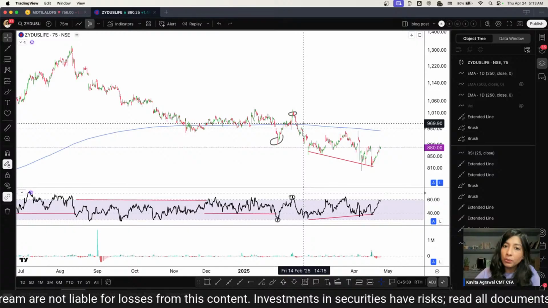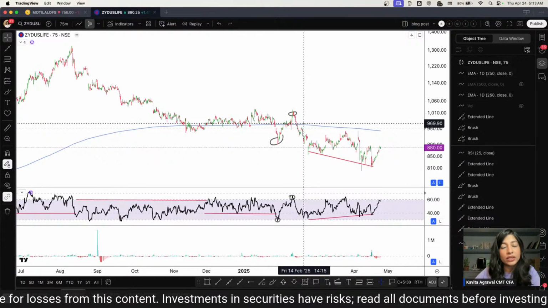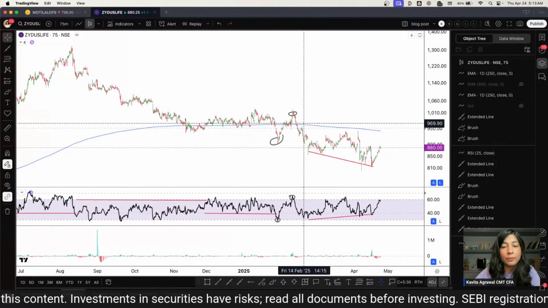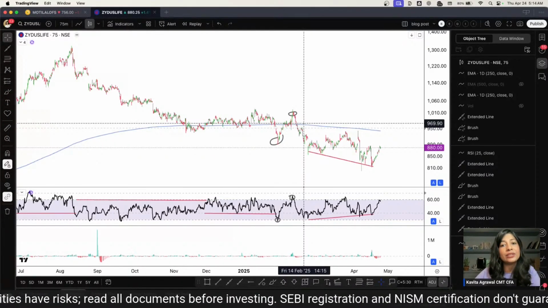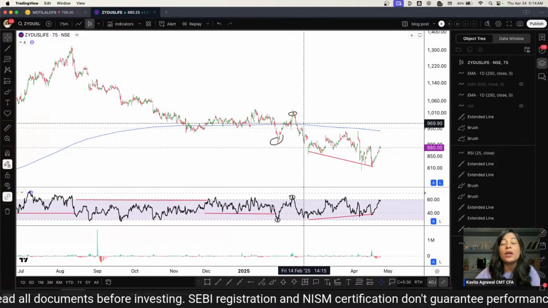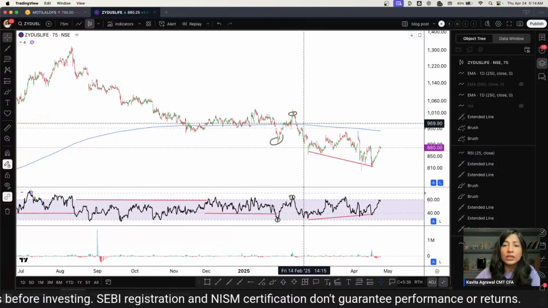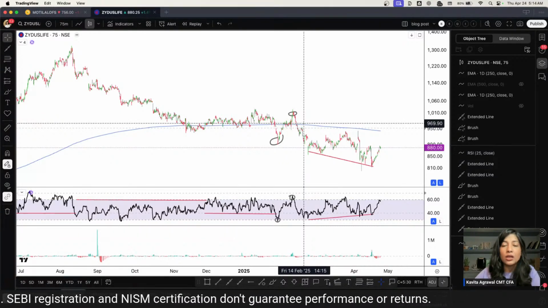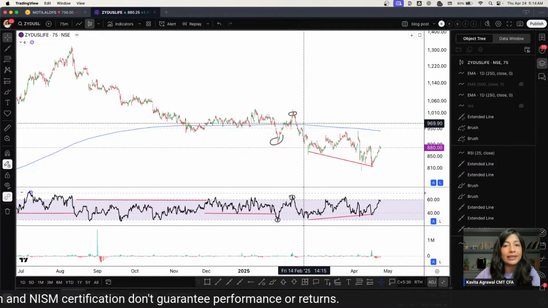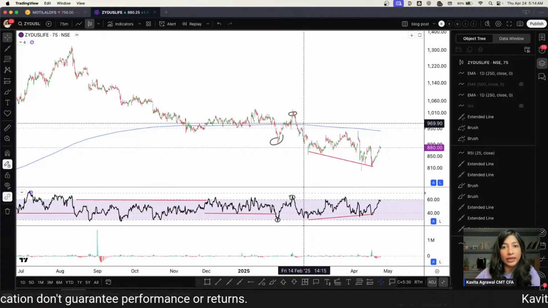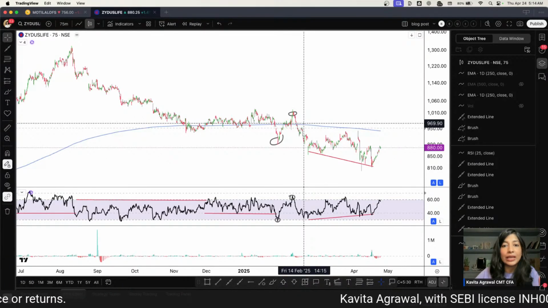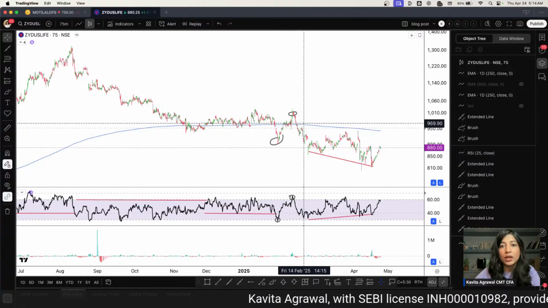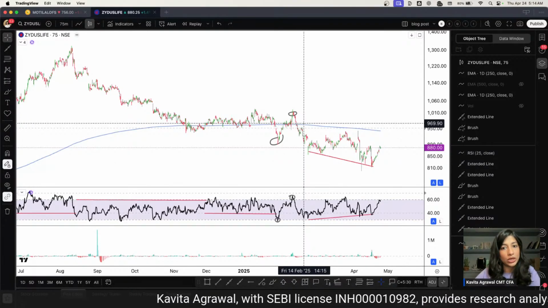Why will we look for a pullback? Because we've studied the past price action, and we see that the stock has a tendency to give multiple pullbacks when reversing the trend or ending a correction. So it is that pullback that we ideally want to enter in. We also want the volumes to pick up. So these are the three criteria that we want to witness on the charts.